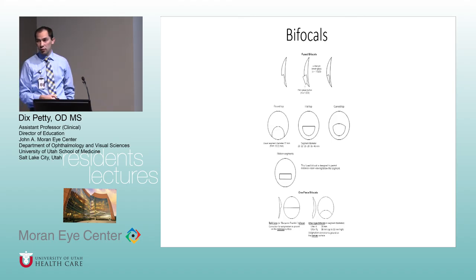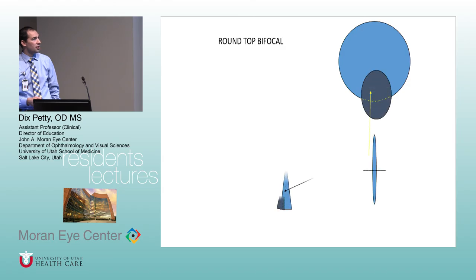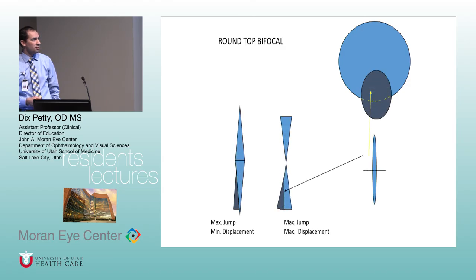You can calculate exactly how much image jump there is, there are formulas, but that's not really important for this lecture. You're going from one prescription to immediately jumping into the next, and the magnitude can vary depending on whether there's a plus lens or minus lens as well. So I'm going to skip through. It just shows round top, we'll do it.